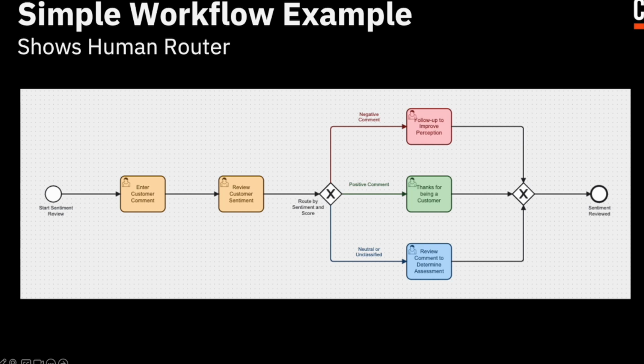So someone, in this case, a router, a human being, is going to look at it and say, I think that's a positive comment. I think that's a negative comment. And based on that information, they are going to determine negative, positive, or neutral, and it will go to the appropriate department with the appropriate action to be taken. For example, if it's a negative comment, we want to follow up and improve the customer's perception. If it's a positive comment, we want to thank them for the positive comment, maybe cross-sell, upsell. And if it's neutral, we can't determine it, maybe going to someone who specializes in handling that kind of thing.